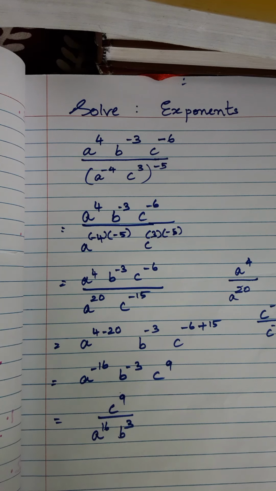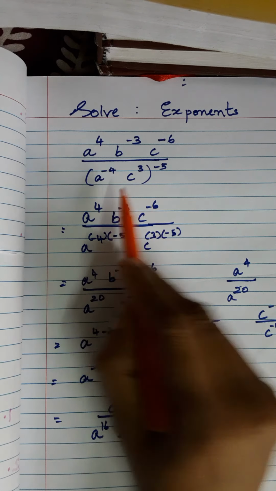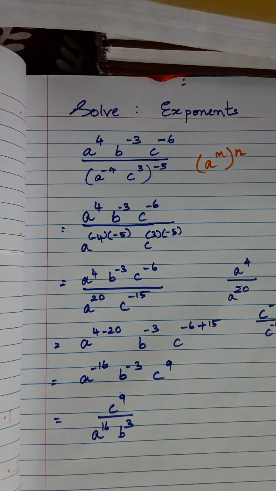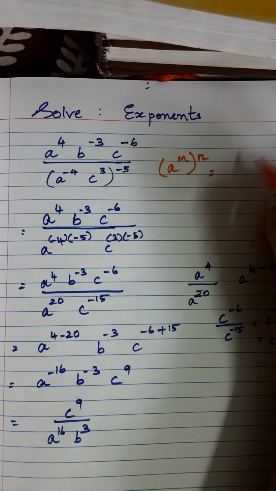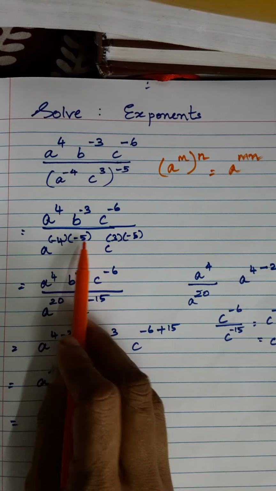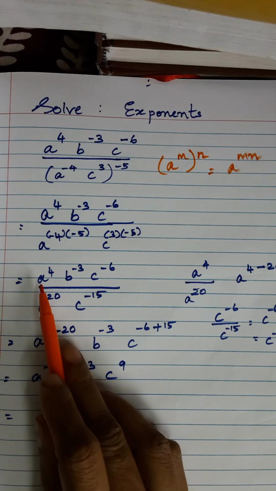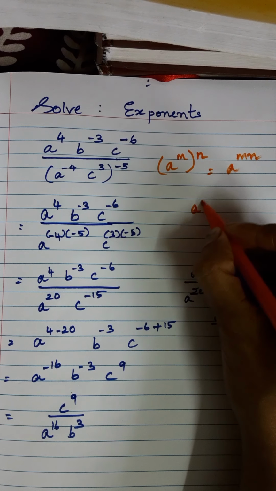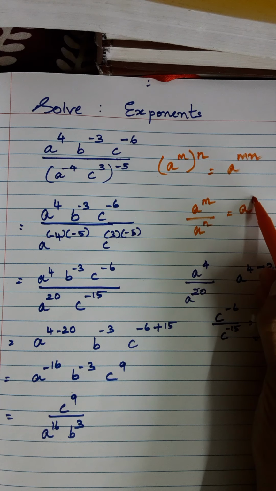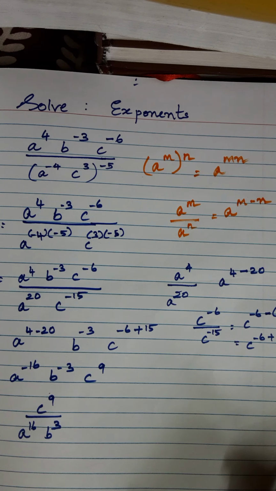So now let's see the formulas of the rules I've applied here. The first rule I've applied is the power of power rule, that is a to the power m, again raised to one more power n. To get the answer, I multiply my exponents, so it will be a to the power mn. So I'm multiplying my exponents here. Next, I've applied the quotient rule, that is a to the power m divided by a to the power n, that means a to the power m minus n. You have to subtract the exponents.